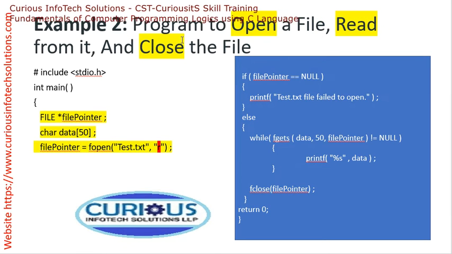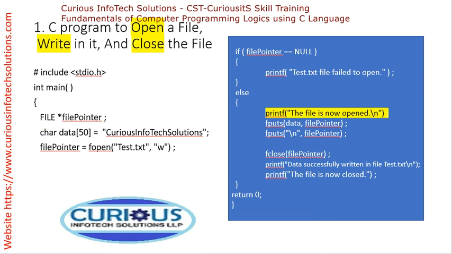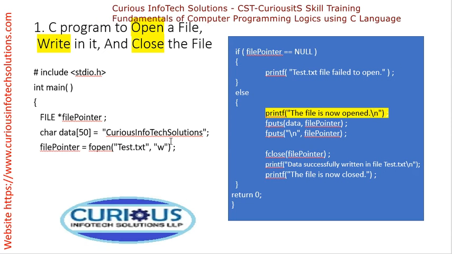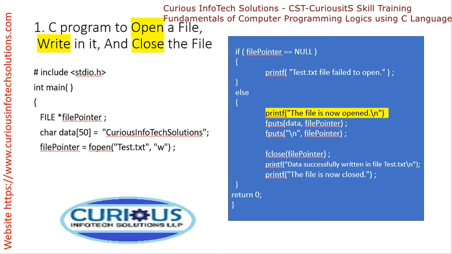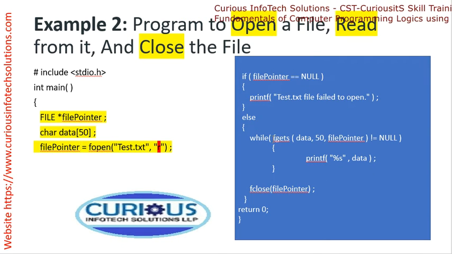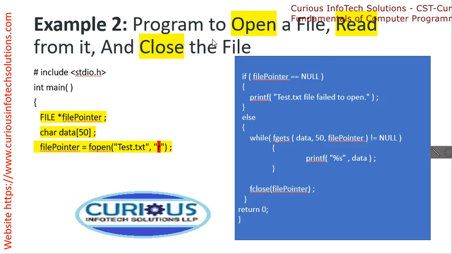the reading concept. In this first program we are going for the writing concept. This is for the write. We are writing puts. So we are writing. Now in the second we are using gets. We are getting this one and printing it on the screen. So here is the same concept.